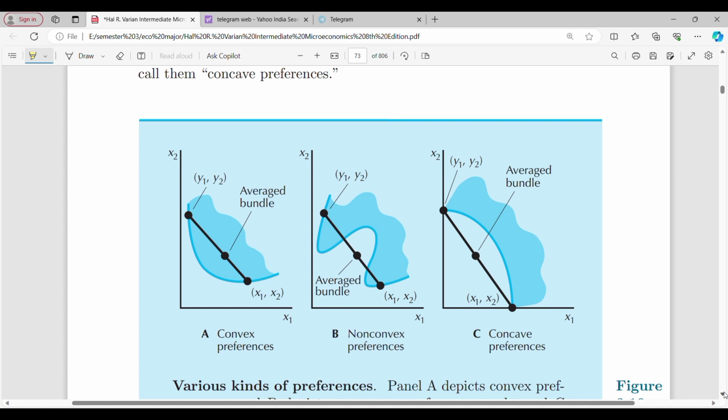So what is convexity first of all? Averages are preferred to extremes. In convexity that happens. If we take any two bundles on the IC and take the average of the bundles, then the average bundle will be as good as, meaning weakly preferred or strictly preferred. Anyway, that average bundle will be preferred to each of the two extreme bundles. So this, when graphically depicted, gives a convex shape.